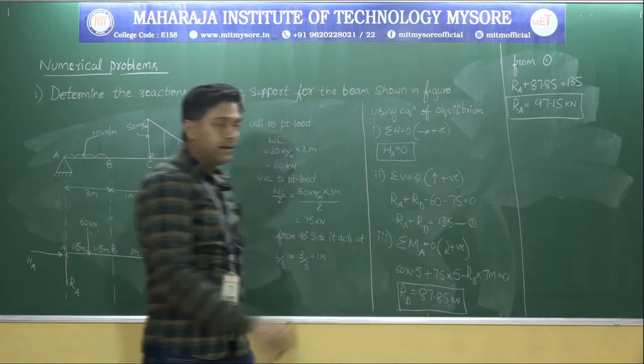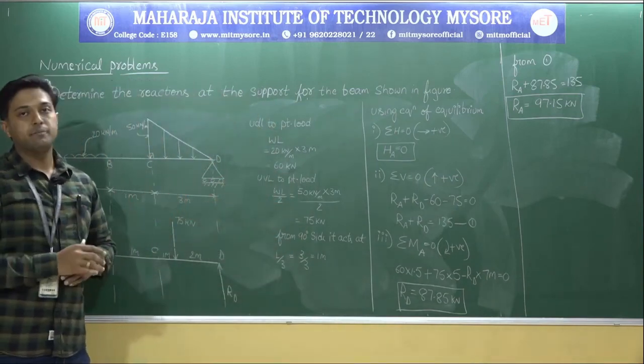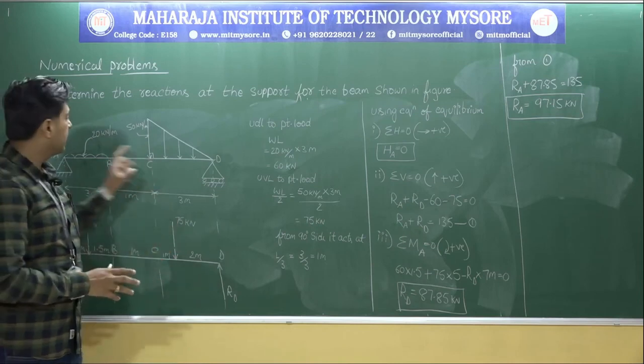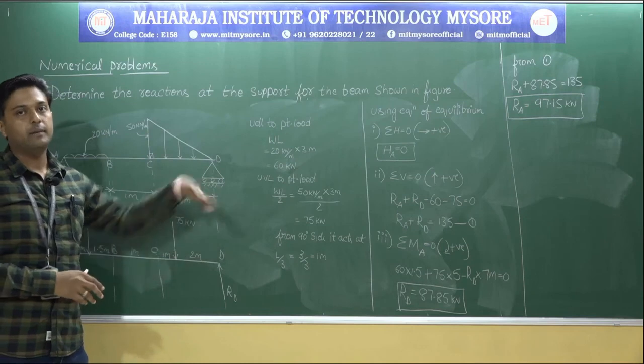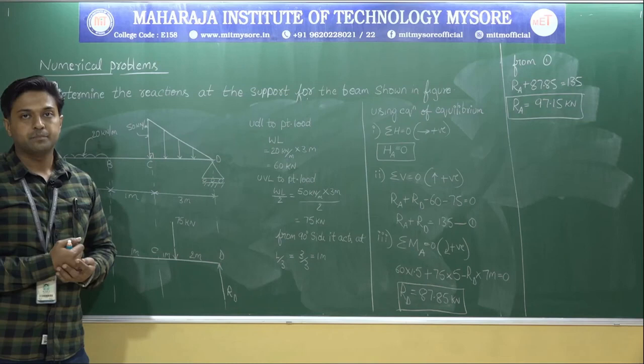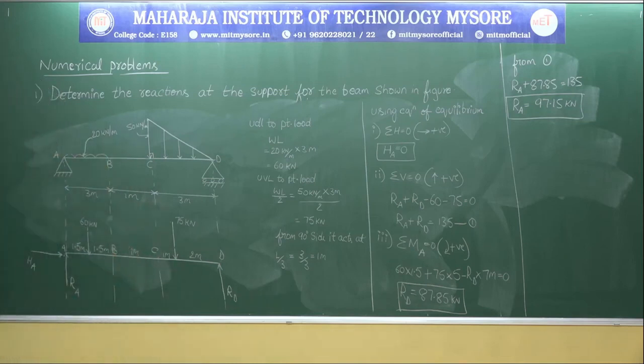So I have calculated all the three reactions. So the problems are very simple. The only concept that I am using is just convert the other types of loading to point load, then apply equations of equilibrium. So that's it, nothing else. Okay, so now let me move on with the third problem. Same thing, determine the reactions at the support for the beam shown in the figure.